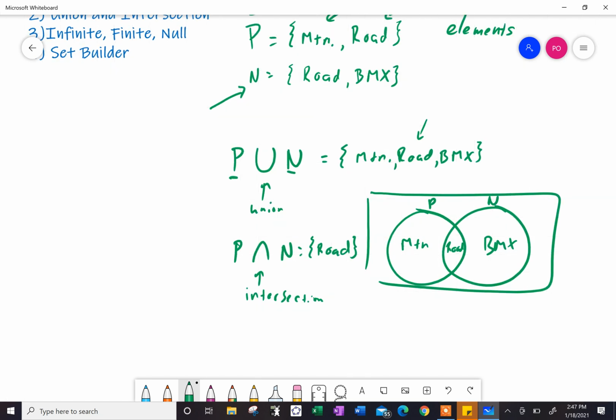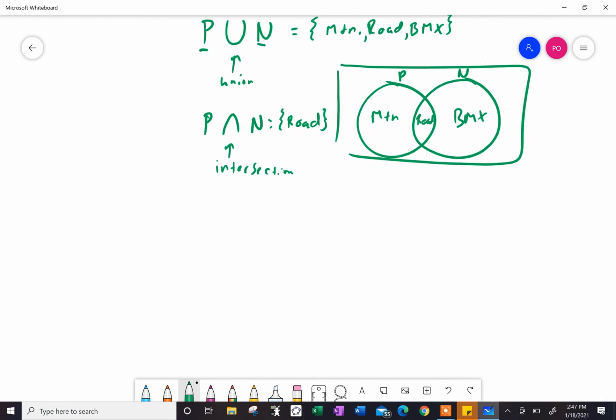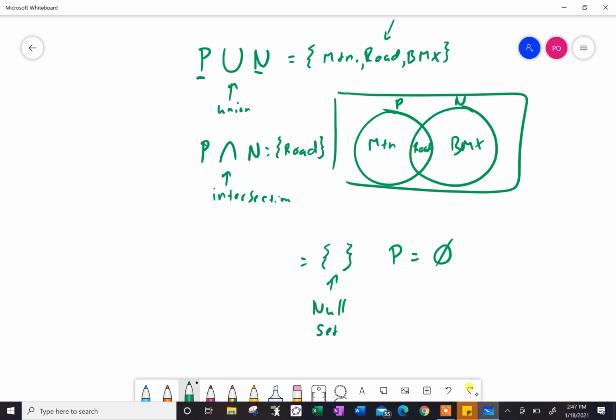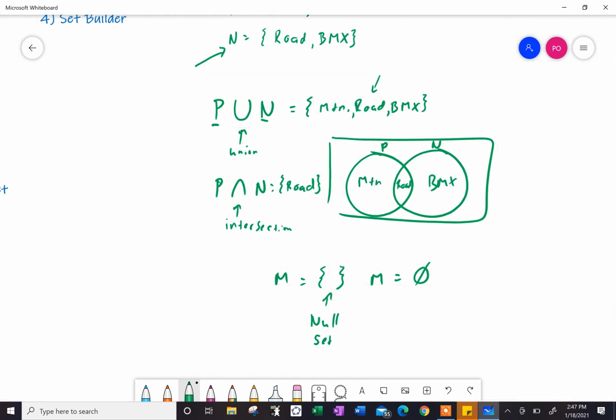Now, there is one other situation that I want to talk about very quickly. What if I said I want to know the set of all motorcycles that I have? Well, I don't have any motorcycles, so I might just do the open brackets with nothing in it. And that doesn't mean zero, it means nothing. It's the null set. And sometimes you can write it like this as well if you want. And that's just to say there's no elements in there. I don't have any motorcycles. So the set of all my motorcycles, maybe I shouldn't just call it P, maybe I should call it M. The set of all my motorcycles would be the null set, because I have no motorcycles.